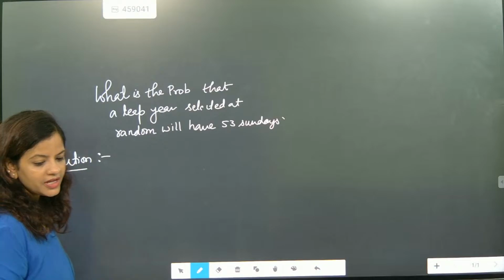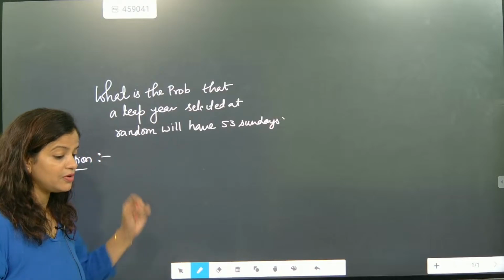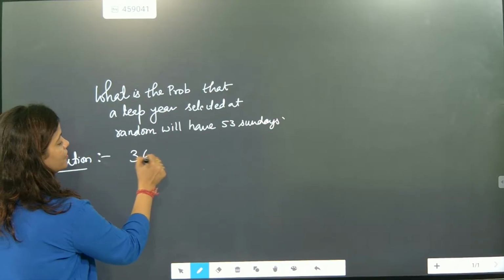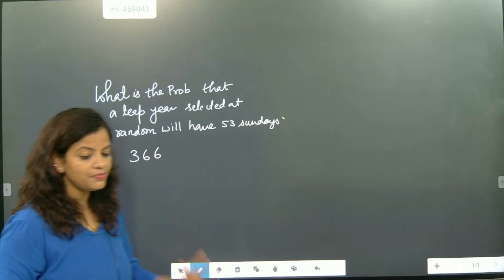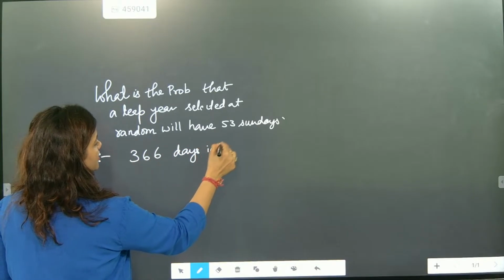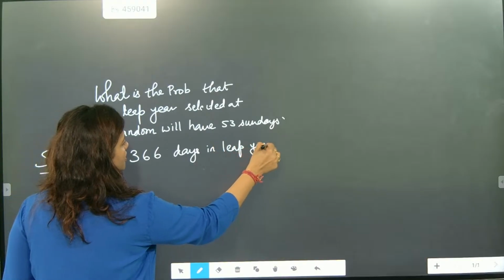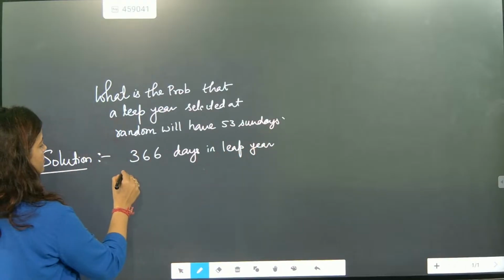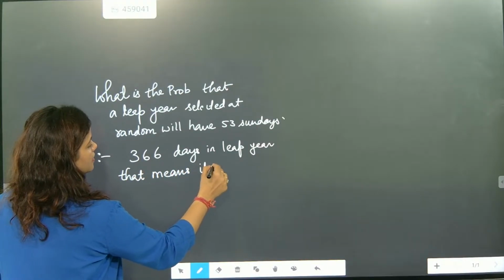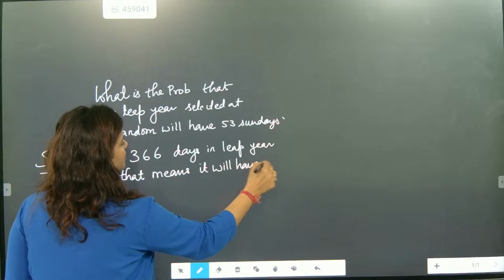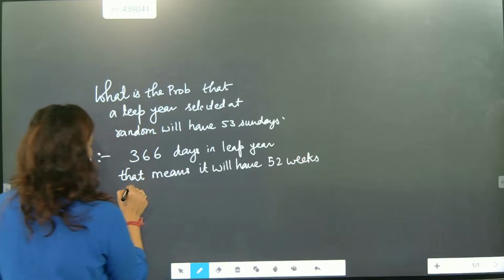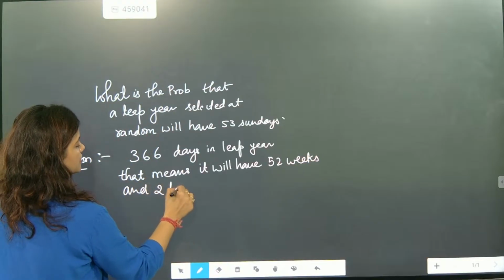For a leap year, how many days are there? No, this is a leap year. A leap year has how many days? You remember we discussed non-leap year, but check one time: 366 days in a leap year. Understood? So in a leap year, 366 days. That means it will have 52 weeks and 2 days.